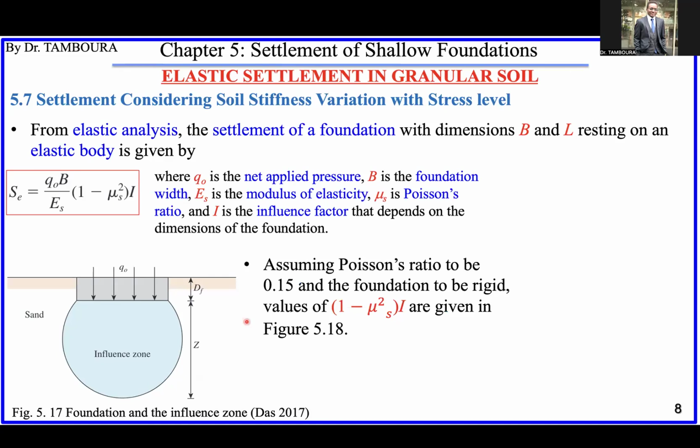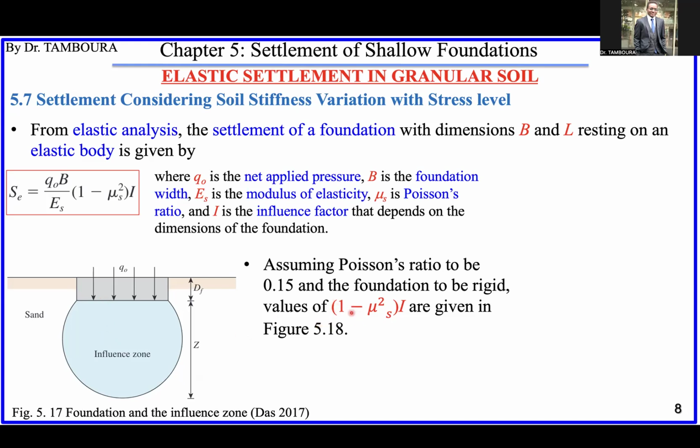So the Poisson ratio, if we assume it to be 0.15 according to this reference, okay? But don't be surprised to see it as 0.3 in many cases. But if we assume 0.15 and the foundation to be rigid, and I think we did explain in this chapter what is a rigid foundation and what is a flexible foundation.